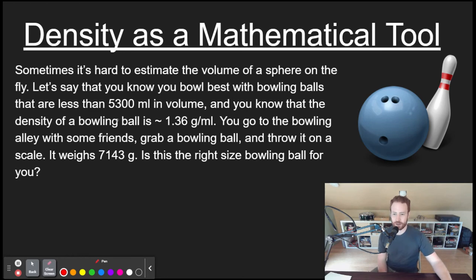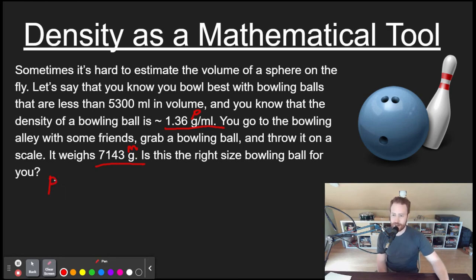So we know, first of all, that the mass of the bowling ball is 7,143 grams. We also know that the density of the bowling ball is 1.36 grams per milliliter, because that's the general density of most bowling balls. That is a real number that I got from the internet. I think bowling balls have a density between 1.32 and 1.36 grams per milliliter, generally. If you want to remember that, go for it. What we want to know is volume.